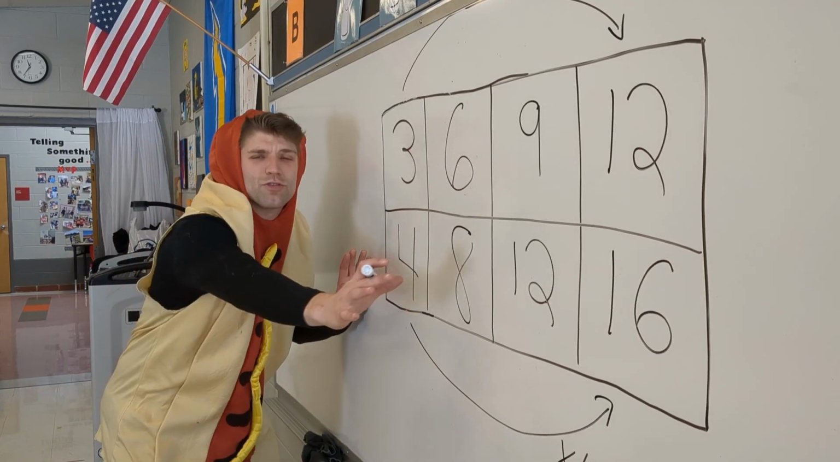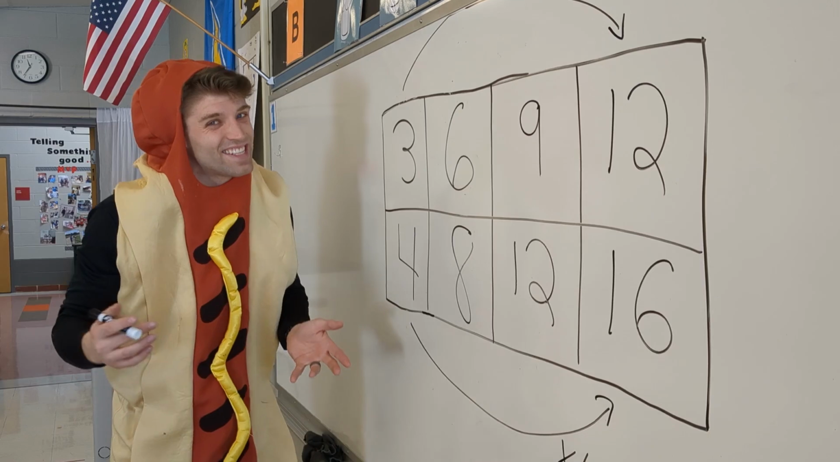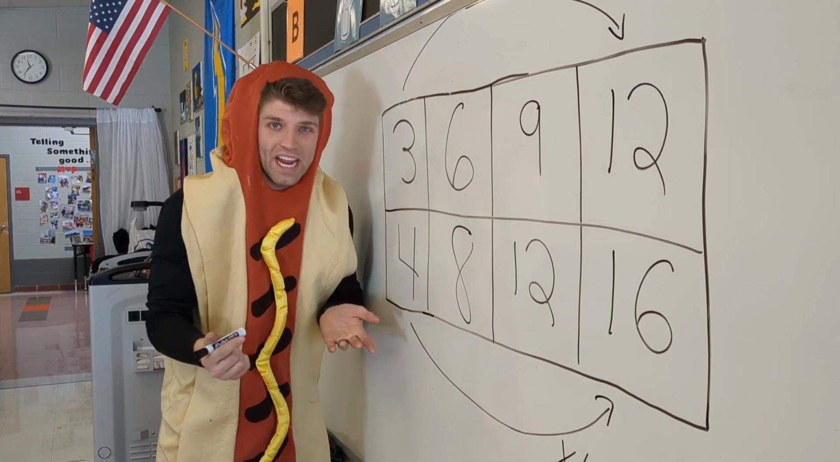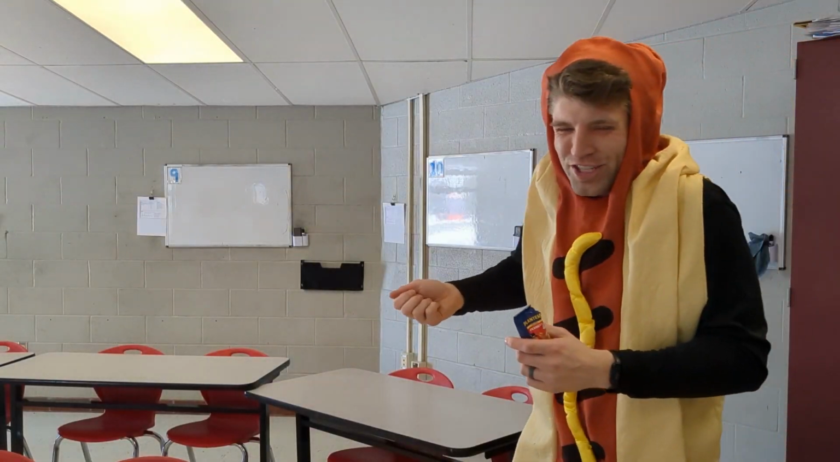Now all of these ratios are equivalent, or they have the same value, because they're all related to 3 to 4. They just have different multiplicative factors. Aren't ratios so cool?